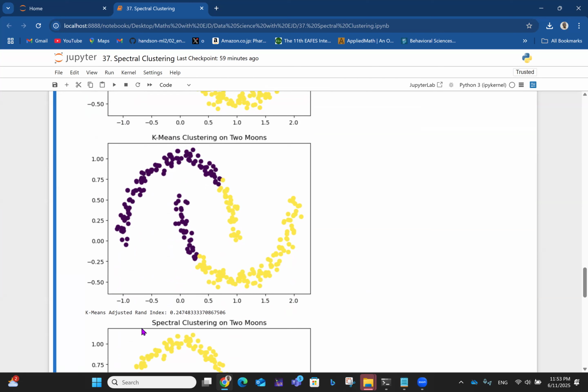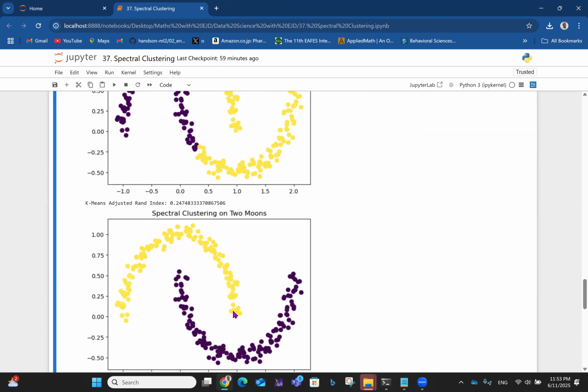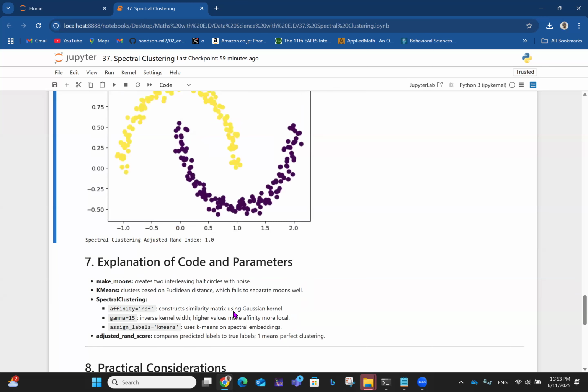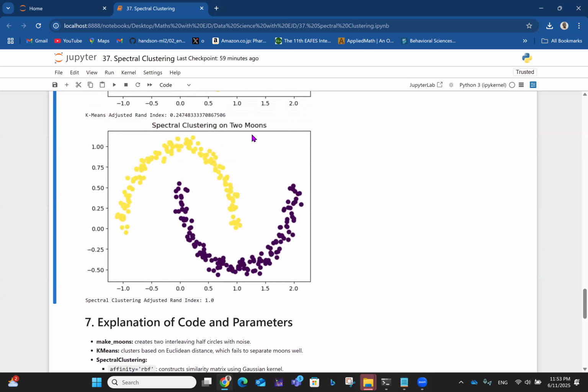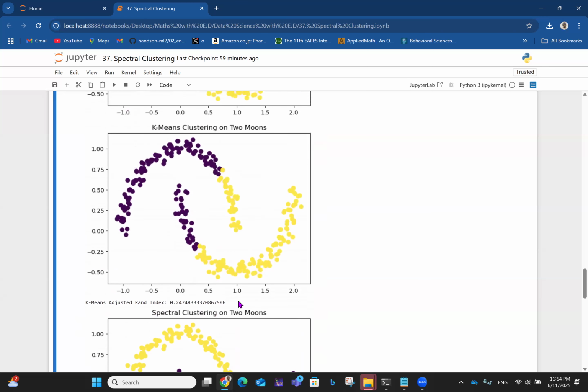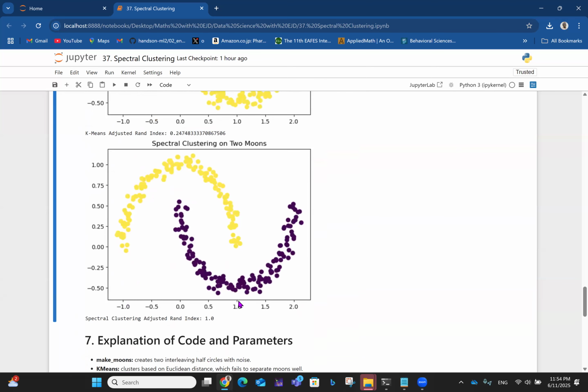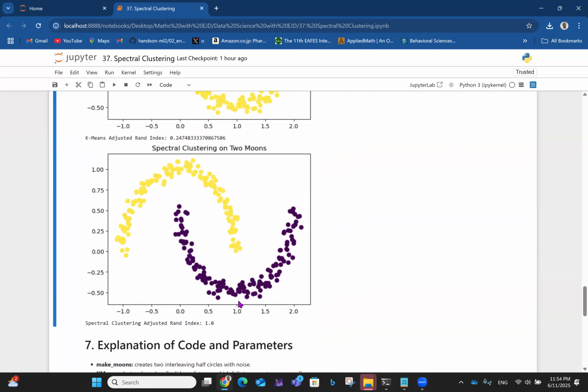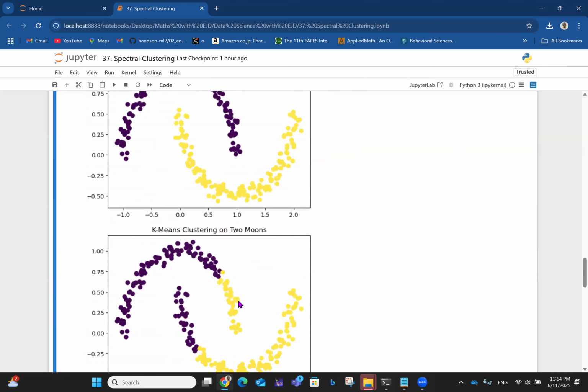And then the k-means adjusted Rand index is 0.25. That's pretty low. That's really, really very low. But when you do it with spectral clustering, which we did the other time, the adjusted Rand index is perfect, 1.0. So it gives you exactly what you have up there.